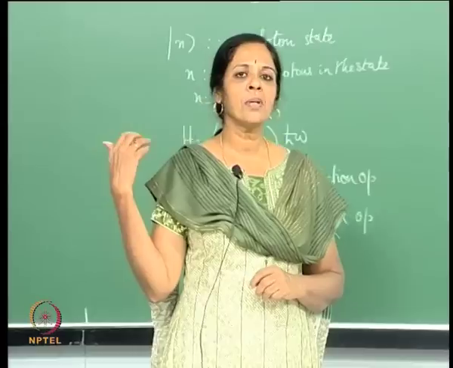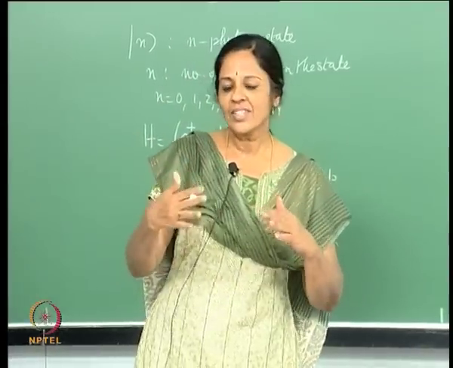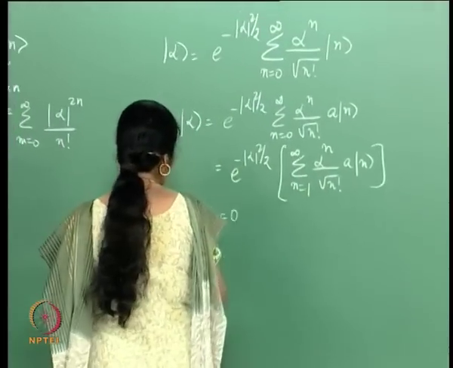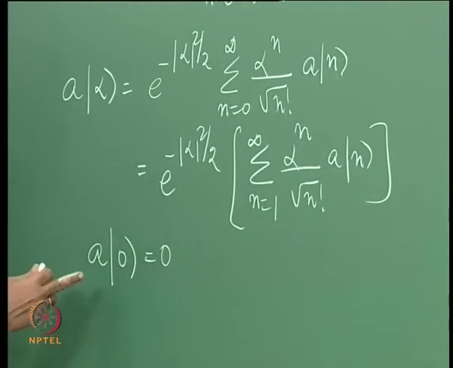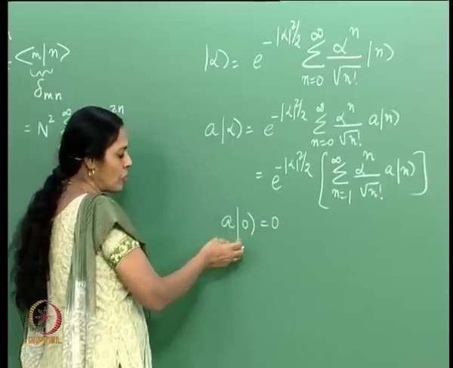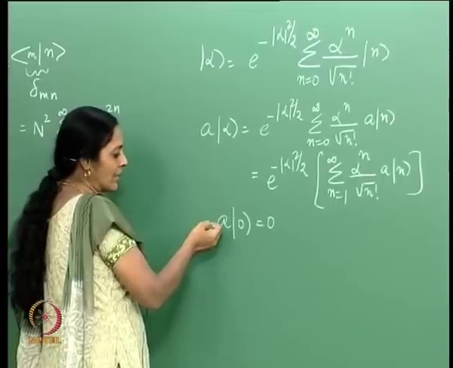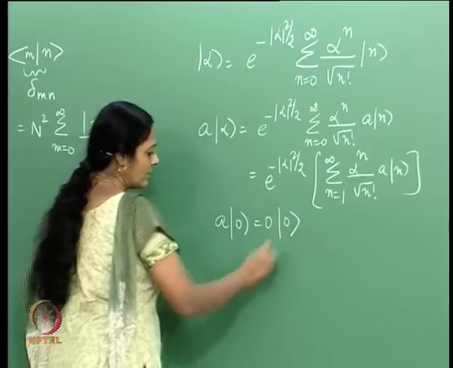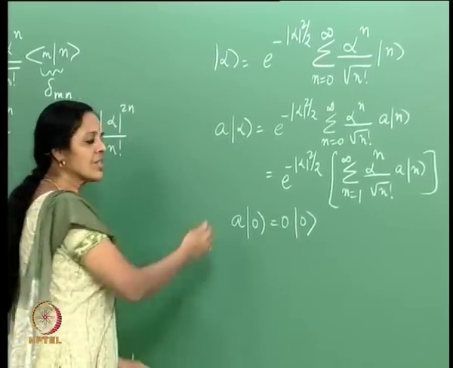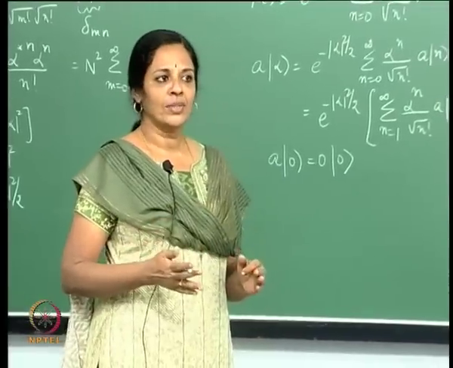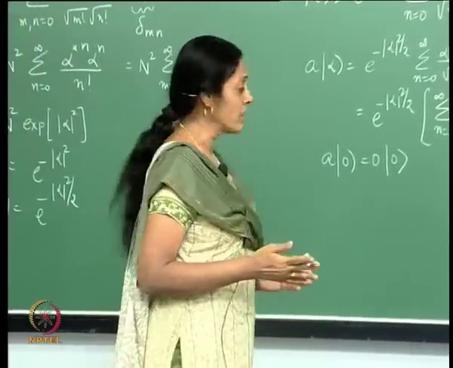In the case of the simple harmonic oscillator, A acting on the vacuum state gave me 0. So the ground state of the simple harmonic oscillator, equivalently in this problem the 0 photon state, is an eigenstate of the annihilation operator with eigenvalue 0, because I can well write it in this manner. It is a trivial eigenstate of the annihilation operator, trivial in the sense that the eigenvalue is simply 0.